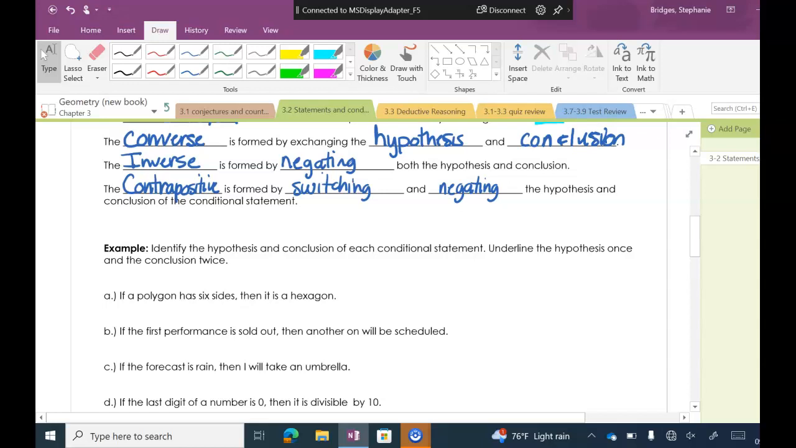The first example says, if a polygon has 6 sides, then it is a hexagon. We said the hypothesis comes after the word if. So everything after the if is going to get underlined once, up until I get to my comma. So that's my hypothesis: a polygon has 6 sides.